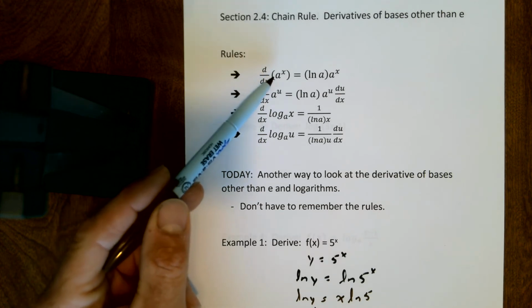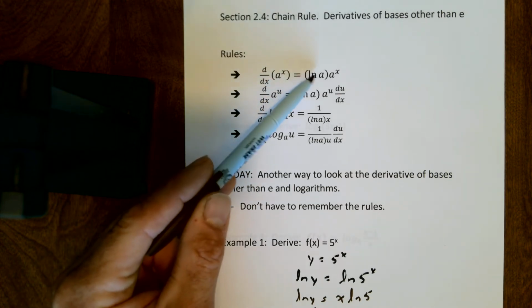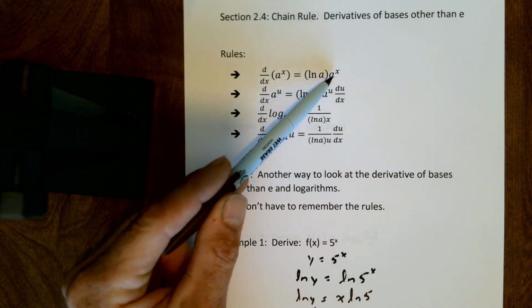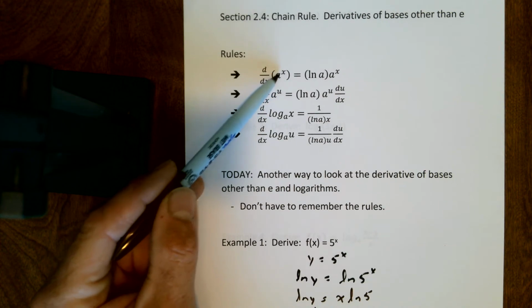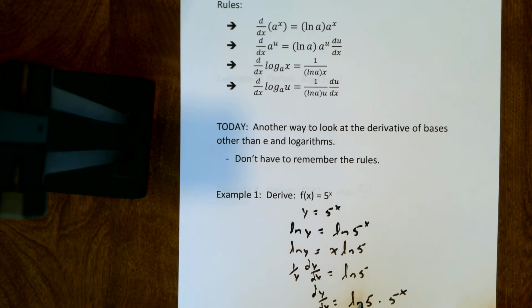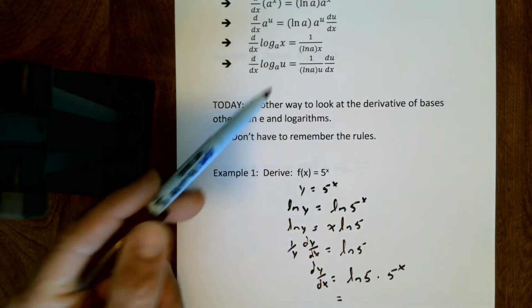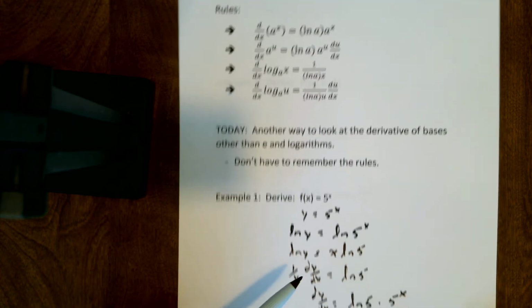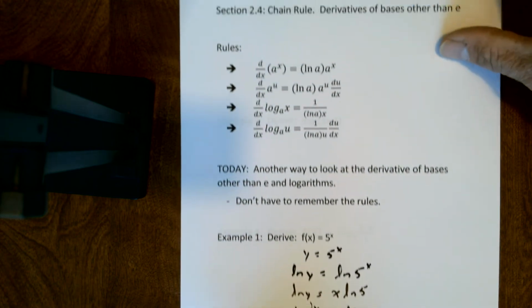We have the derivative of a to the x, or a constant to a variable, is the natural log of the constant times a to that variable, or the function that we're looking at. So here we did that, natural log of 5 times the original function, 5 to the x. So again, it's a little more work, but you don't have to remember the rules because we've done implicit differentiation and we've worked extensively with that.